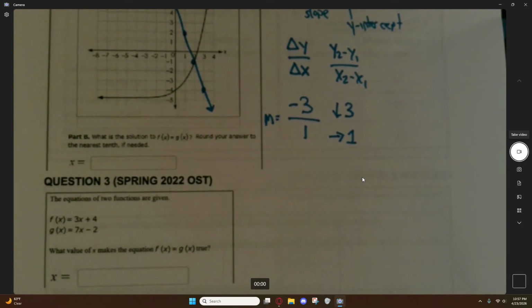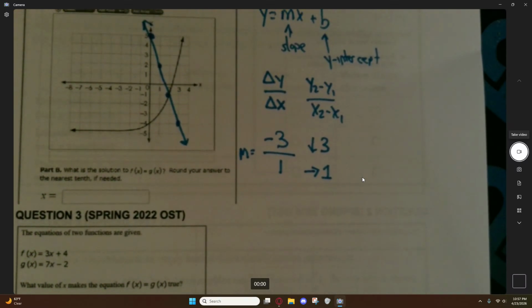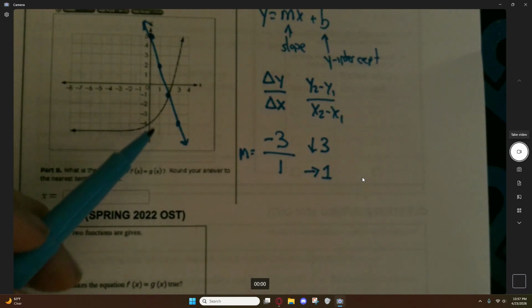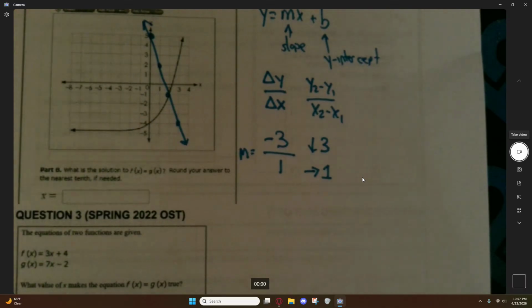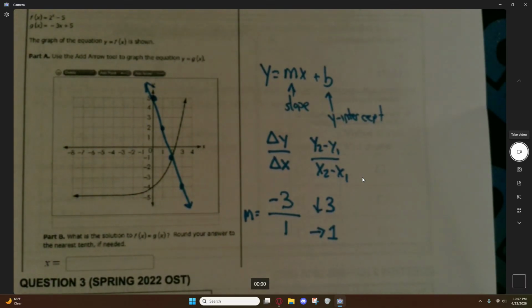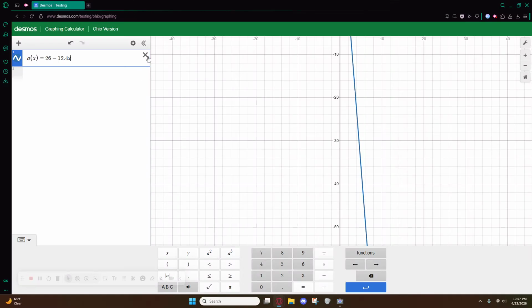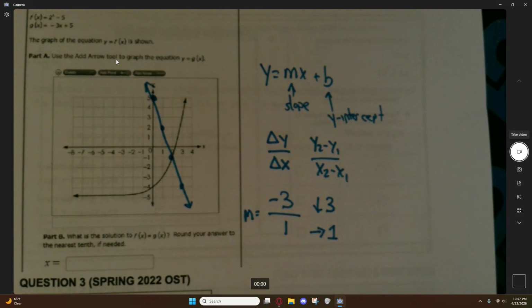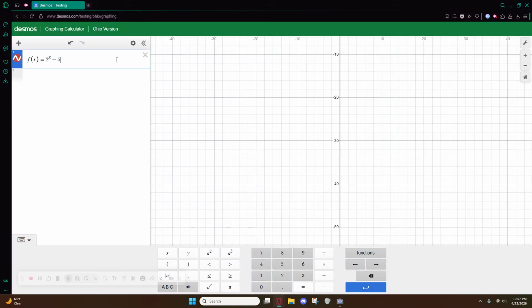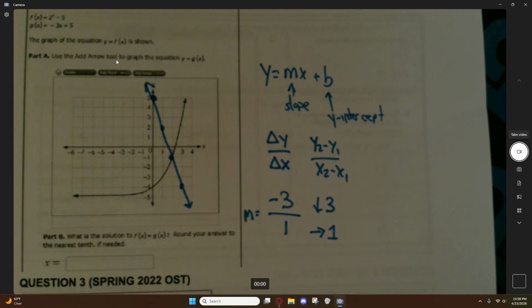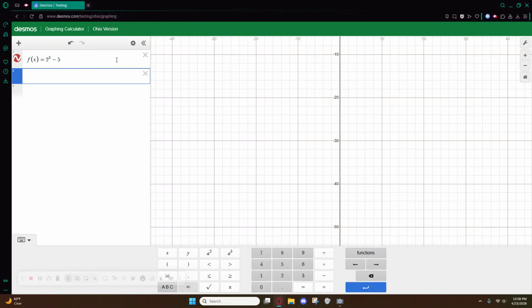Part B. What is the solution? Round your answer to the nearest tenth if needed. The solution would be where they intersect. Even if you don't get it off of your graph, you can get it off of Desmos. And I would actually even suggest doing it in Desmos, because as long as you type it in right, Desmos is right. So 2 to the x minus 5, and g of x equals negative 3x plus 5. And you're going to see where they intersect.